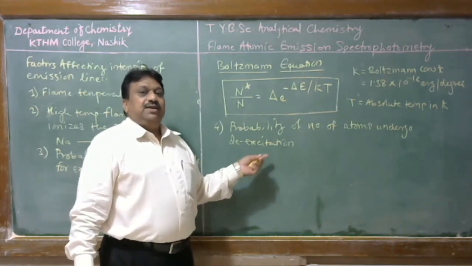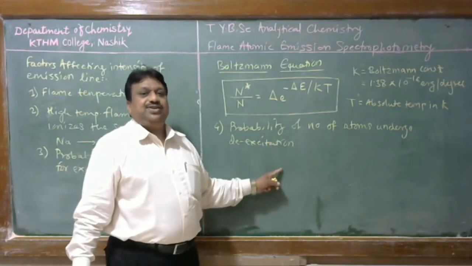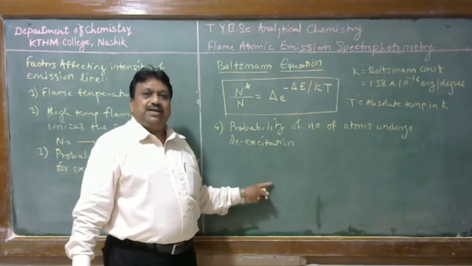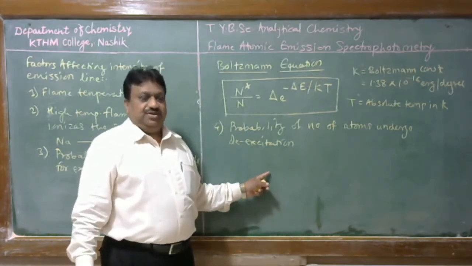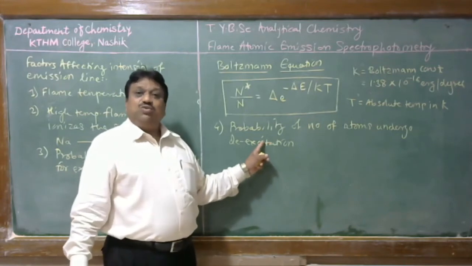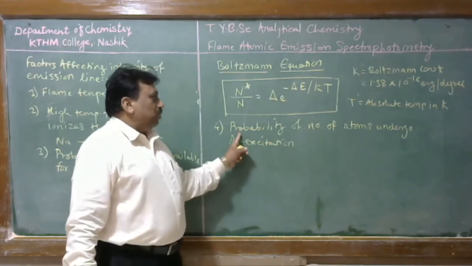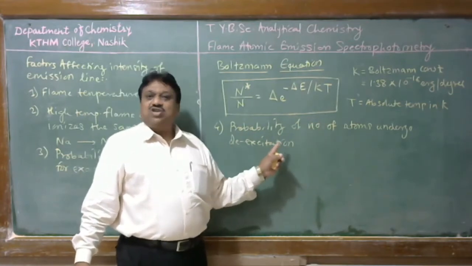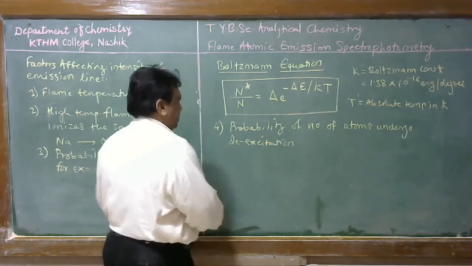That means atomization, excitation and de-excitation, a total of 3 steps, must be carried out by that atom in the flame. Then only can we maintain the emission intensity of the resonance line. Therefore, the probability of the number of ions that undergo de-excitation also determines the emission intensity of the resonance line.